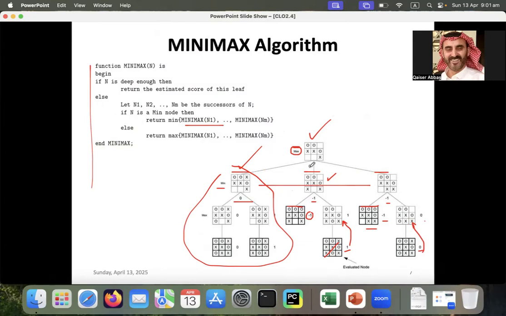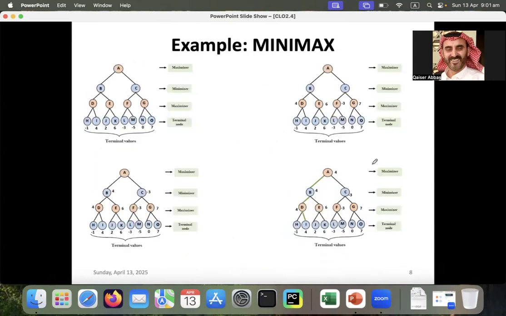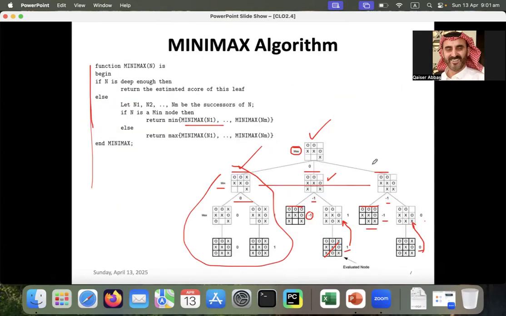So I hope that now you have the understanding of this simple algorithm and also this tree, whatever the values in it. And now, do you have any questions up to this point?